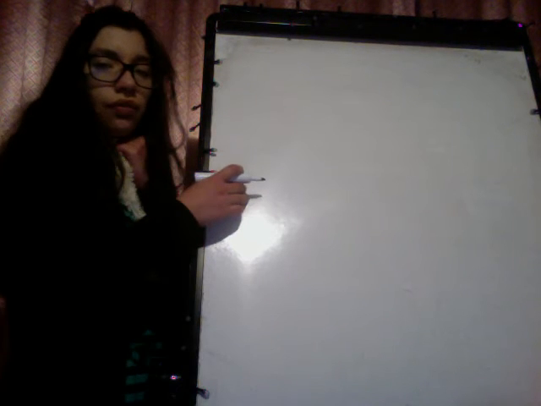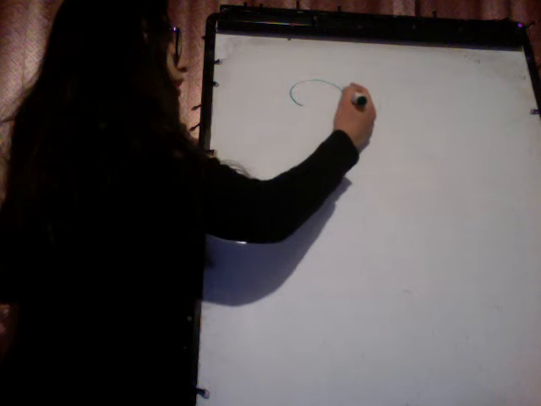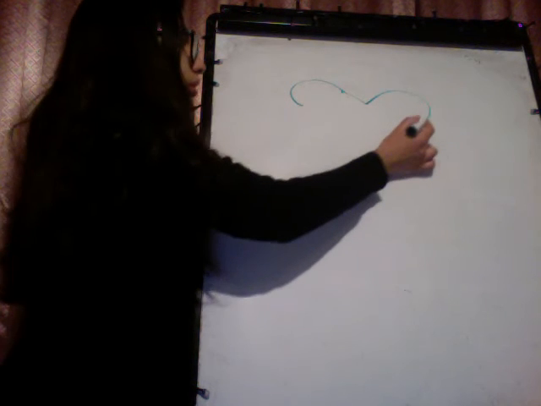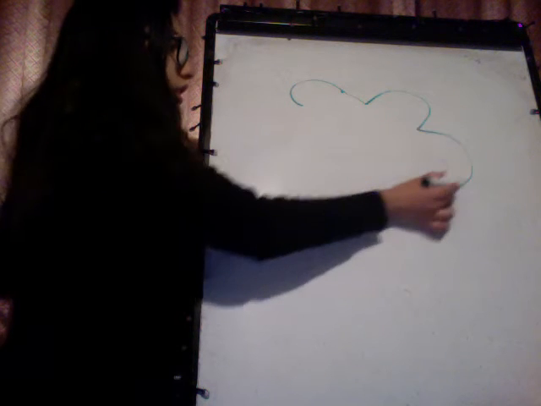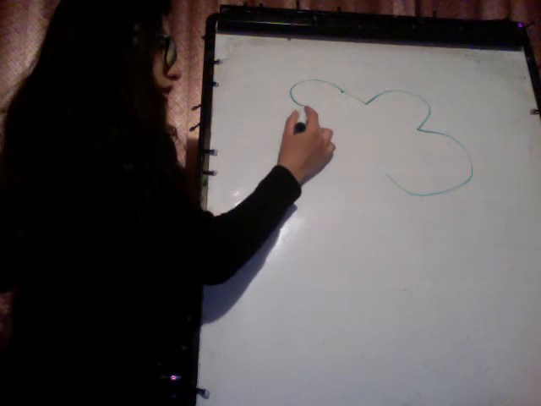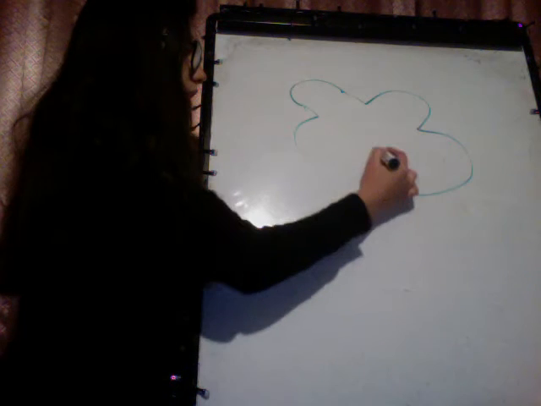We are going to see the fetal circulation. I'm going to put first the heart. Here is the right atrium, left atrium, left ventricle, and right ventricle.